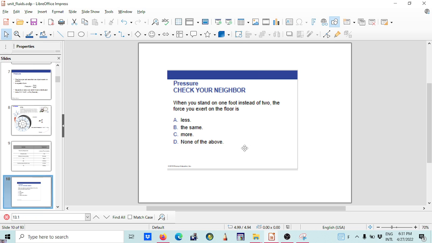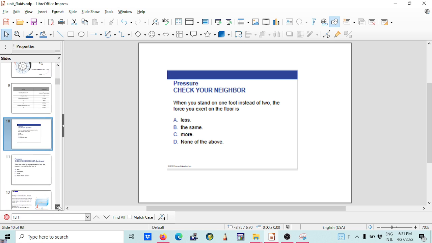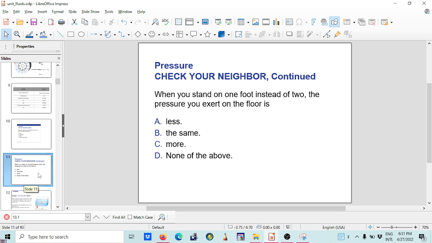Okay, so question, you can answer that question. If you have 1 foot, is your weight going to be the same? The answer is yes, you have the same weight, right? But is the pressure the same? The answer is no. If you are standing on 1 leg, you're going to have double the pressure.